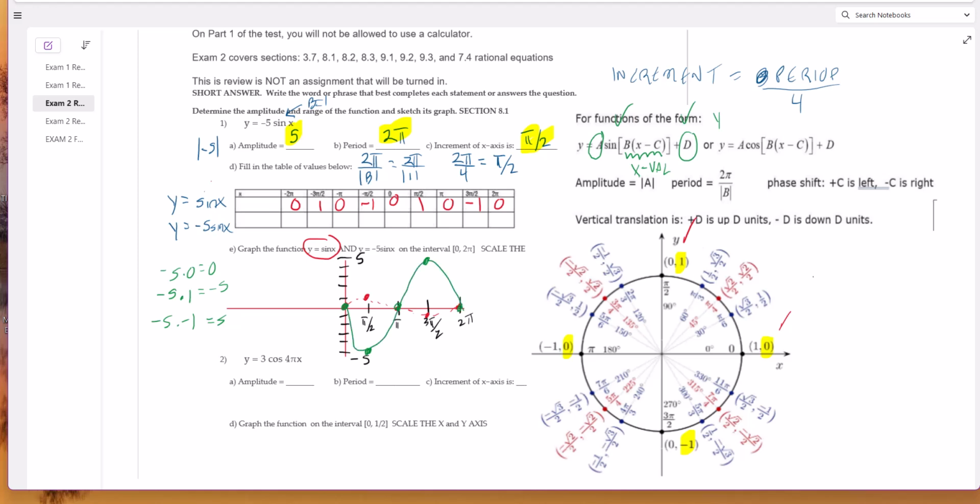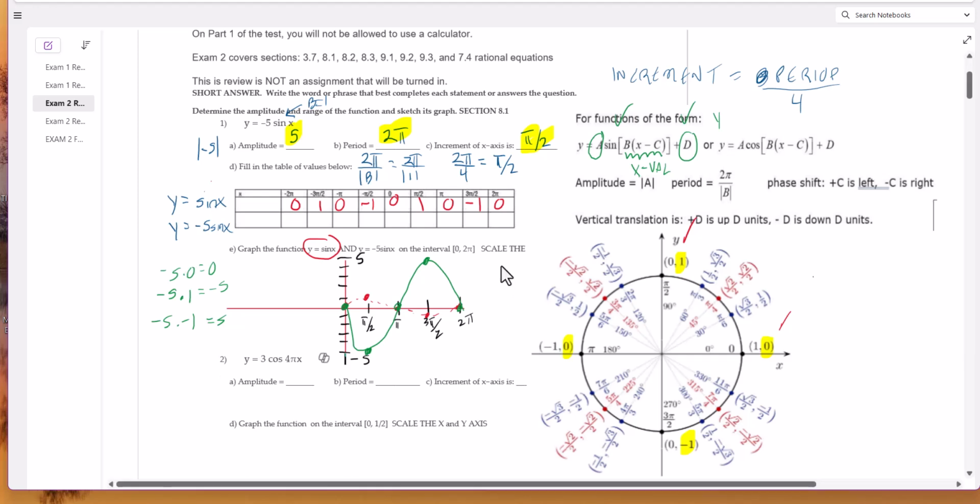Okay, so that's a very straightforward problem. Next, if you get down to problem number 2, what we're beginning to look at is what happens when you have a period change.